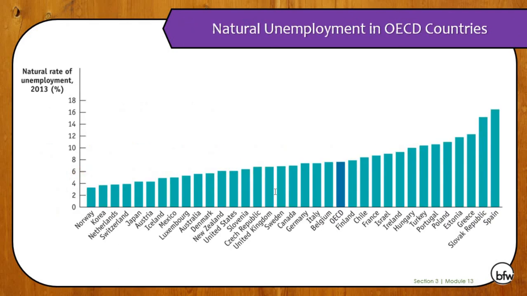Here's a list that shows you what the natural rate of unemployment is. Again, notice how Spain and Greece, Estonia, Poland, Portugal, they all have higher natural rates of unemployment, and that's because they have, again, more generous government benefits to people who are unemployed.